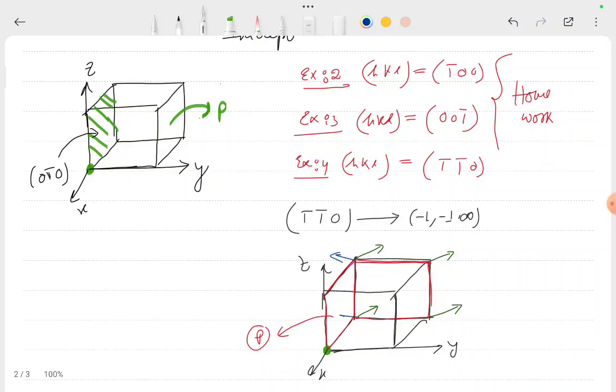This is the point, this is also, this is also. Now we connect those points where the arrows do not cross each other.